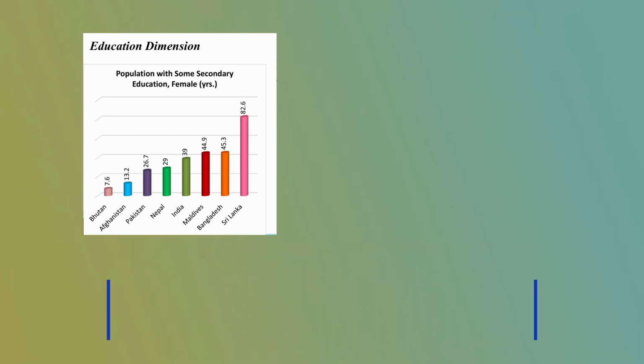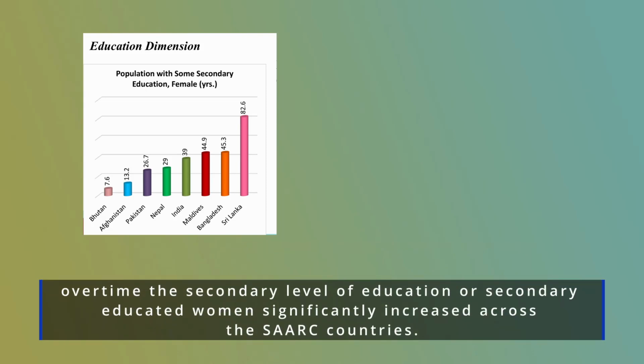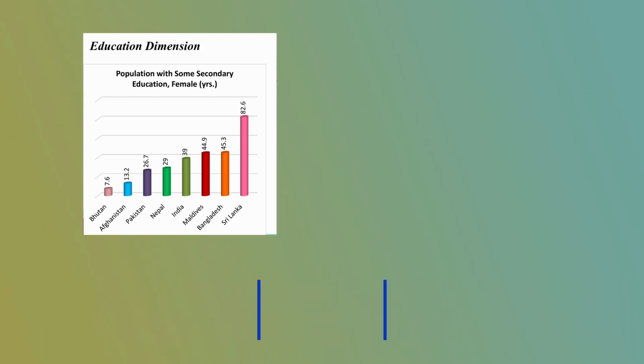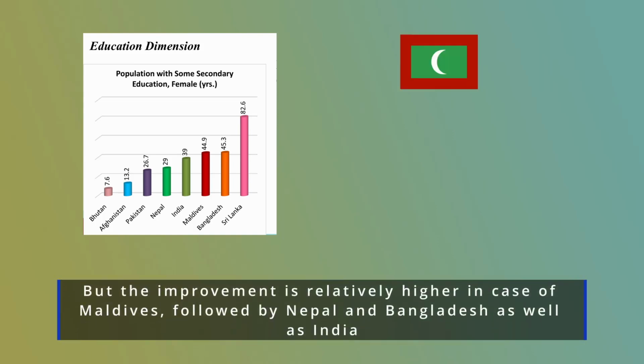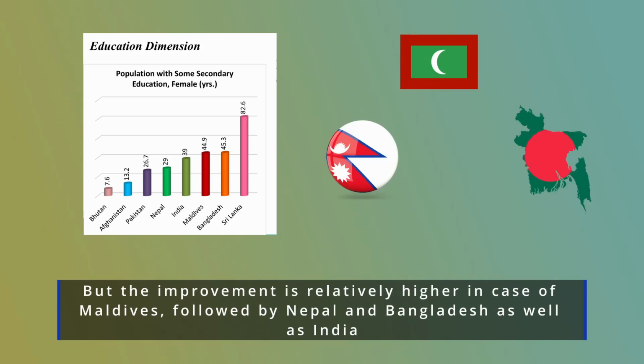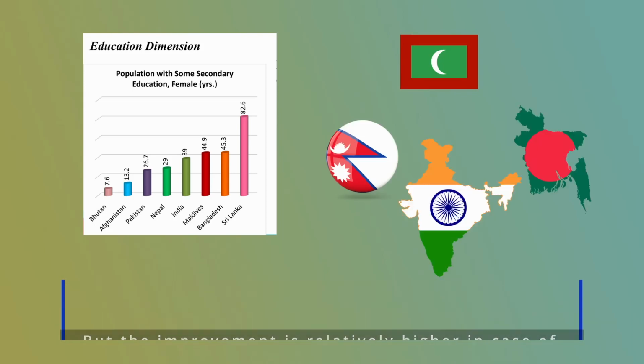82.6. Over time, the secondary level of education or secondary educated women significantly increased across the SAARC countries, but the improvement is relatively higher in case of Maldives, followed by Nepal and Bangladesh as well as India.